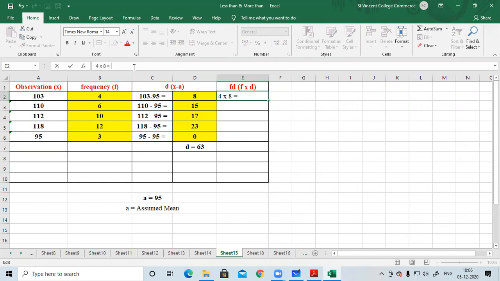Yes, 4 into 8, 32, sir. Are you sure? Good. 6 into 15 equals 90. Next one. How will you do the next one? 10 into 17. Correct, 10 multiplied by 17 is 170. The next is 12 into 23. 12 multiplied by 23 is 276.